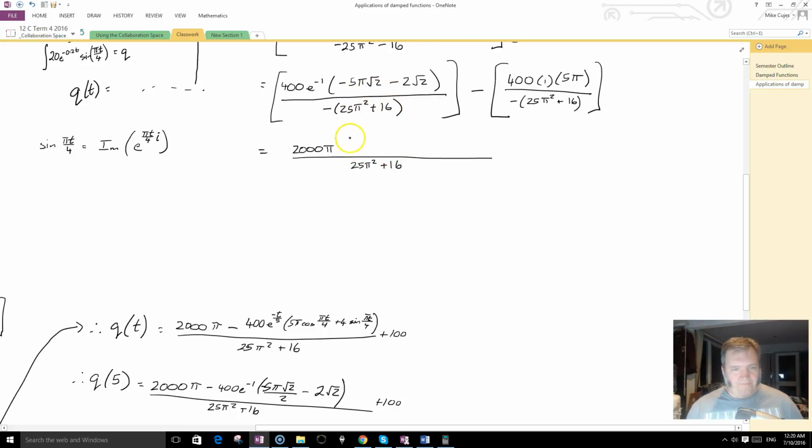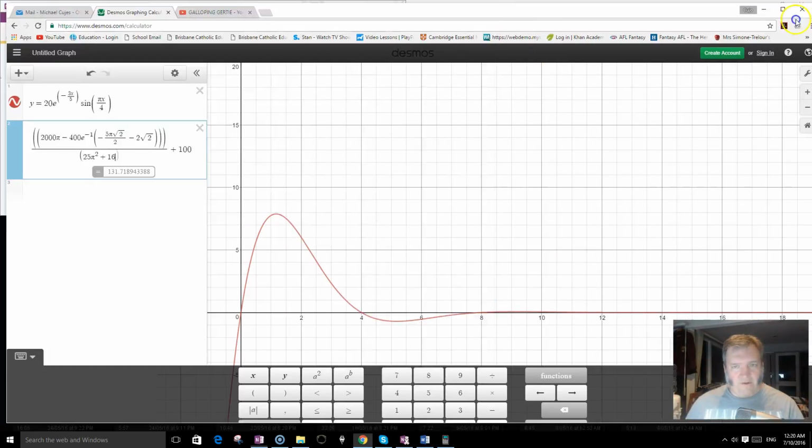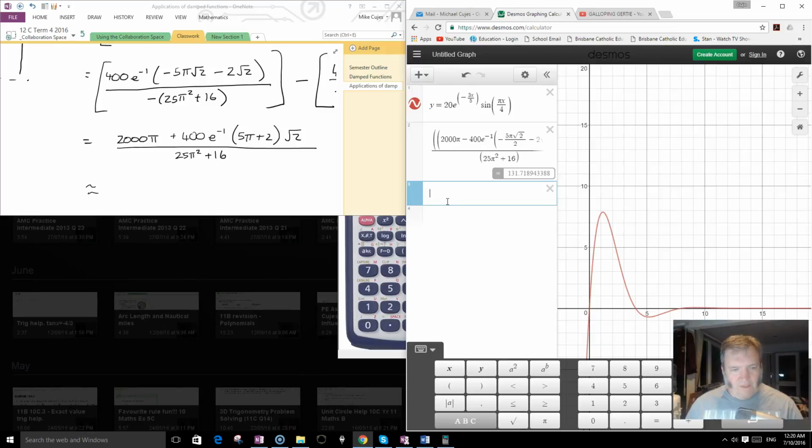What's left on this bit? So I'm subtracting this because you can see that negative could go all the way out the front of that whole fraction there, or I could actually cancel with the negatives in that, take a negative out of this one and the bottom one, so I could just have plus 400 e to the negative 1. I'm going to have 5 pi root 2 plus 2 root 2, which I could factor the root 2 out of. What is that equal to when we figure that out? Alright, let's see if I can do this in a little bit of a smarter way. That looks a little bit nicer, doesn't it?